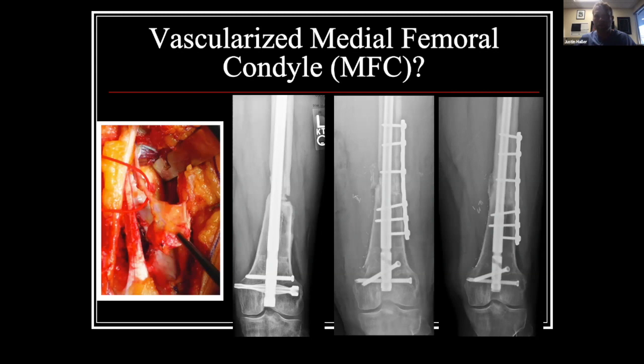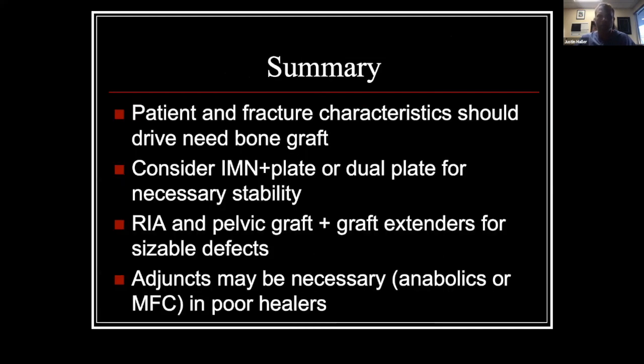And so here's a case of mine where it's not quite in the distal metaphysis, but this guy has a chronic nonunion that we exchanged, nailed, and did a lateral plate, but we also did this MFC on the medial aspect. And here he is at 4 months, completely healed, which is a great outcome for him.